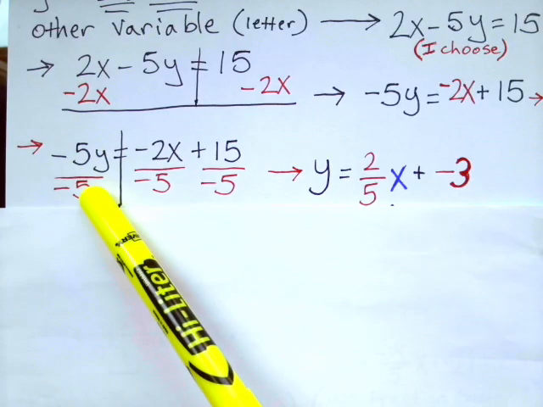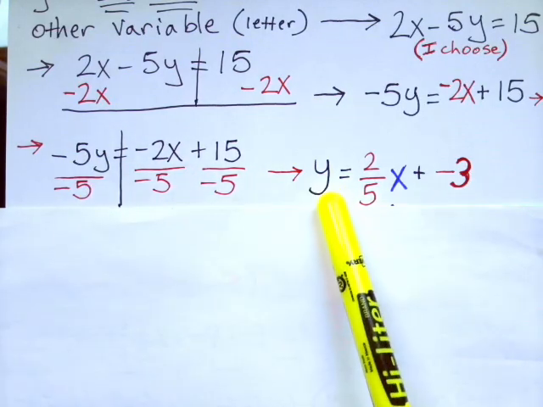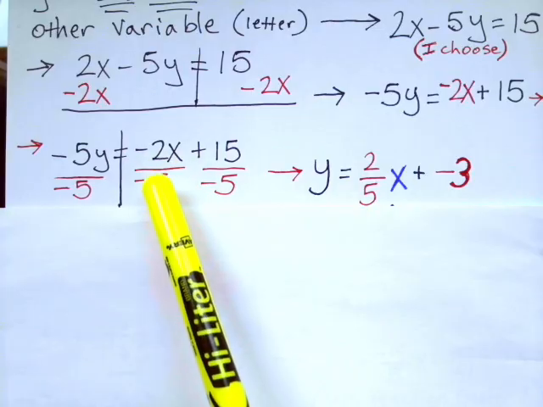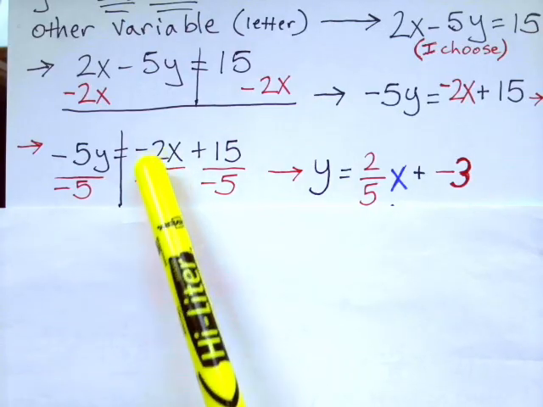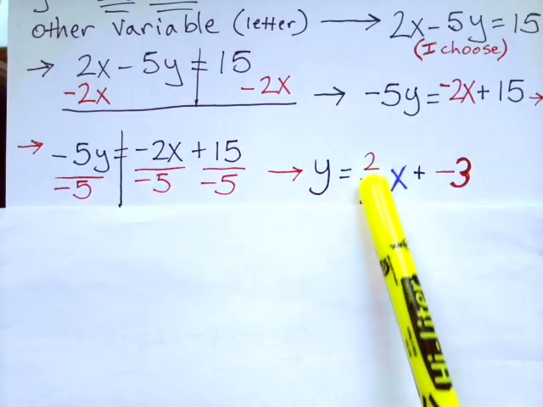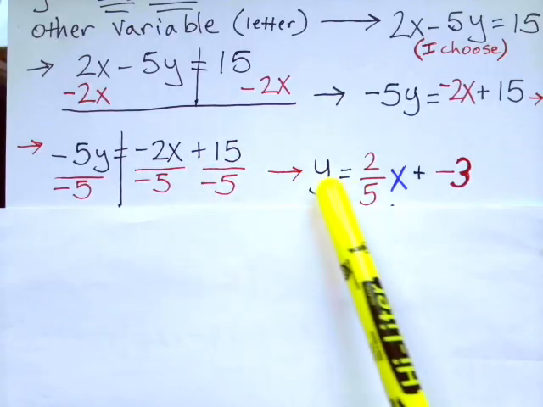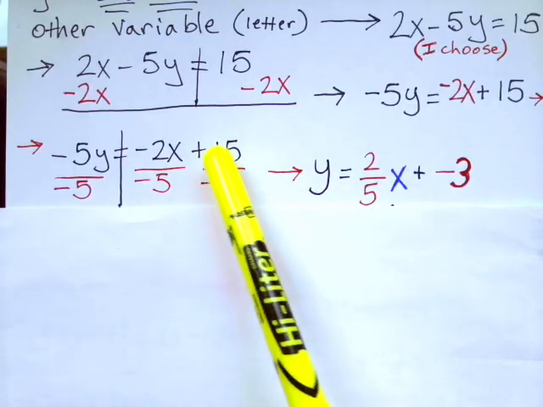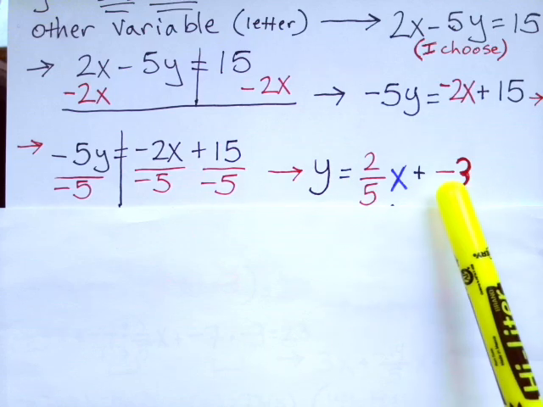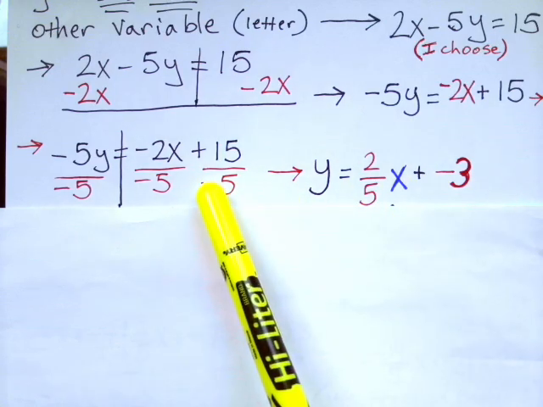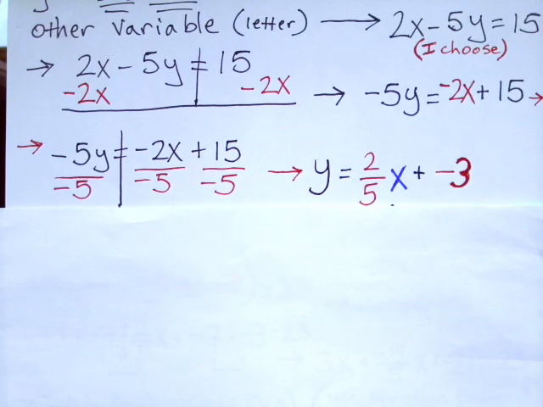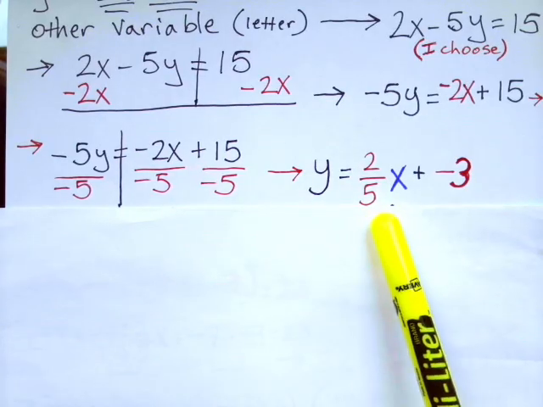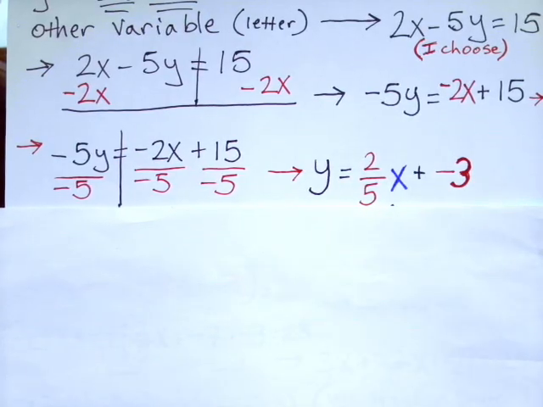So negative 5 over negative 5 is an invisible 1y, equals negative 2 divided by negative 5. A negative and a negative gives me a positive 2 over 5. Don't forget that x. Plus 15 divided by 5 is 3. One negative and one positive makes it a negative 3. So y equals 2/5 x plus negative 3.